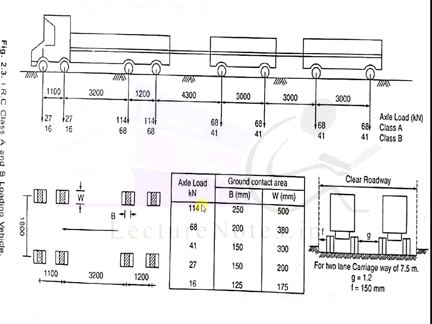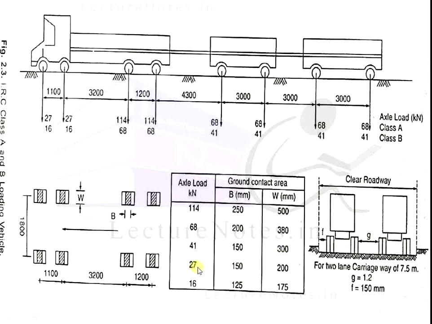Here we see that for an axle load of 114, the ground contact area breadth and width are 250 mm and 500 mm. If the axle load is 68, the breadth is 200 and the width is 380 mm. Next, for axle load 41, the breadth is 115 and the width is 300 mm.